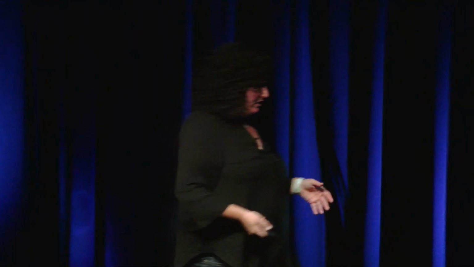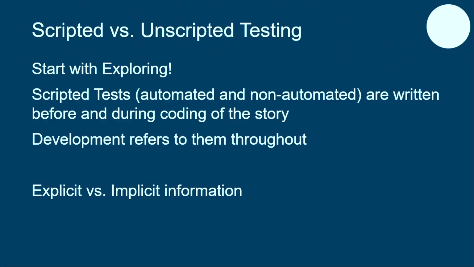And then, of course, we talked a little bit about explicit versus implicit information, right? So explicit information: requirements, acceptance criteria, user stories, and conversations that are being had during the stand-ups and during all of the other meetings, that's explicit information. In my opinion, explicit information should be used by everybody.